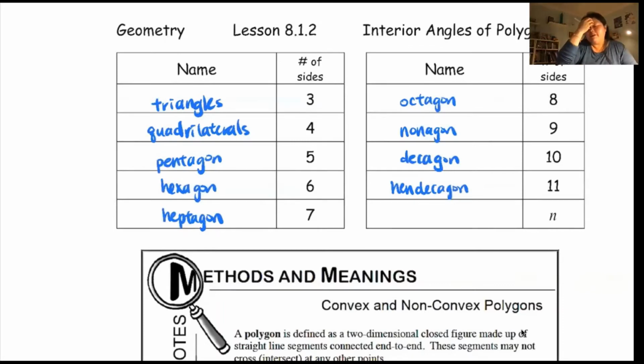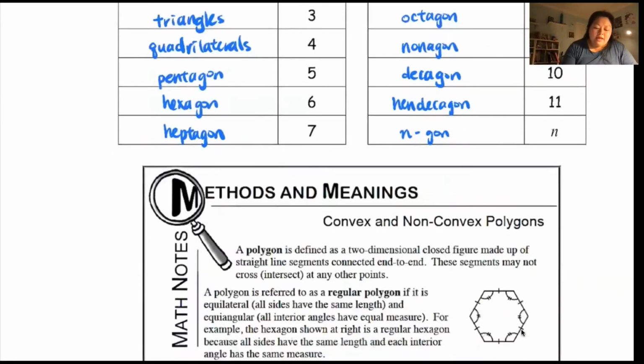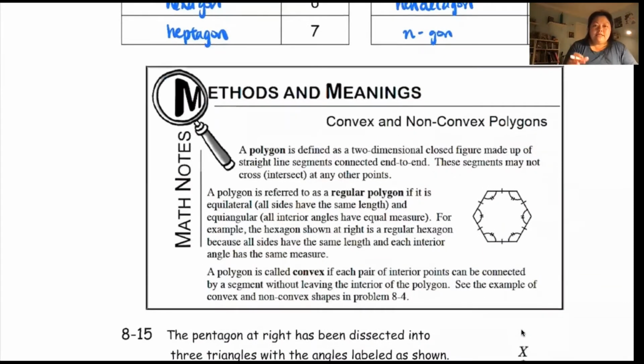You can definitely look up all these Latin roots and figure out what the official name is. But after 10, we just call it the number gon, right? So if it's 25, we call it 25-gon. 26, we call it 26-gon. Okay? All right.